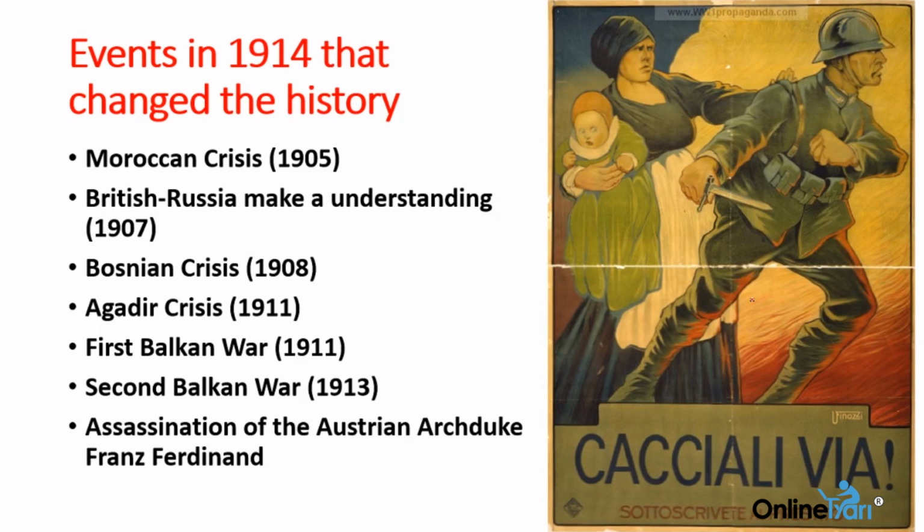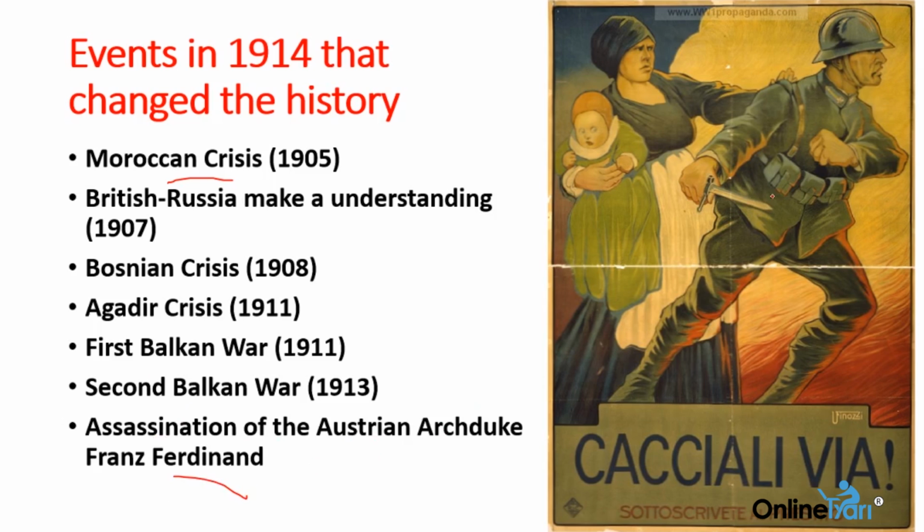Now we'll move to the events in 1914 that changed history. So here comes the action. We will see the major events before 1914, how the events led to the war. So the first one will be the Moroccan Crisis of 1905. Then we will see Britain and Russia made a pact in 1907, and then the Bosnian Crisis, then the Agadir Crisis, two Balkan Wars, and the final end, the assassination of the Austrian Archduke Franz Ferdinand.